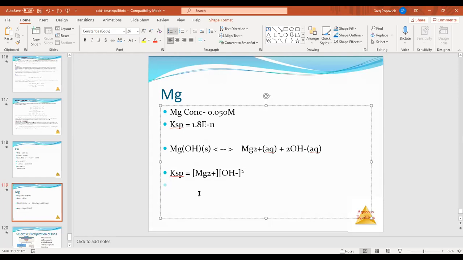Oh, okay. So wait, would it be the 1.8 to the negative 11? So I'm going to plug that in for Ksp here. Yeah, and then equals 0.050, and your OH would be your X. Then you would divide your 0.050 by your Ksp, and that would give you X squared. Then you would do the square root of 3.6e to the negative 10.